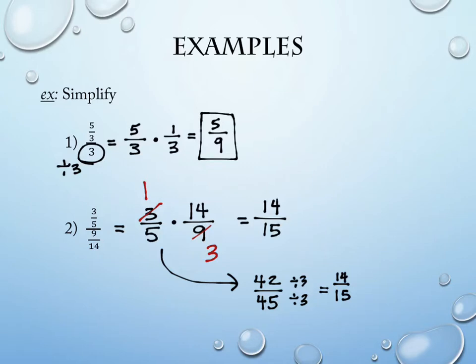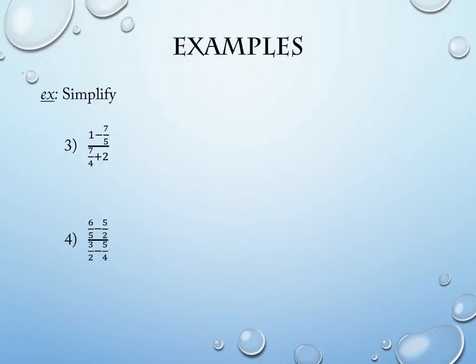Number 3 is messier. What is it about 3 that makes it messier? Yeah, there's some addition and subtraction within those numerator and denominator, right?